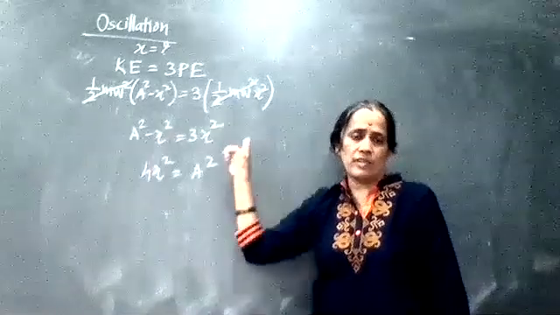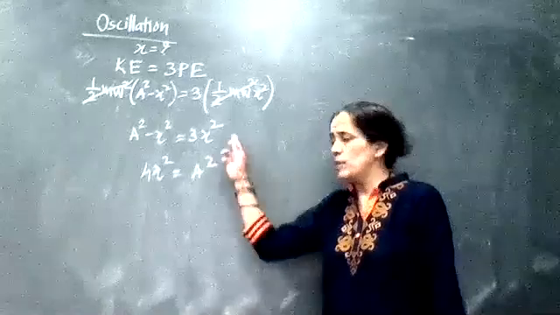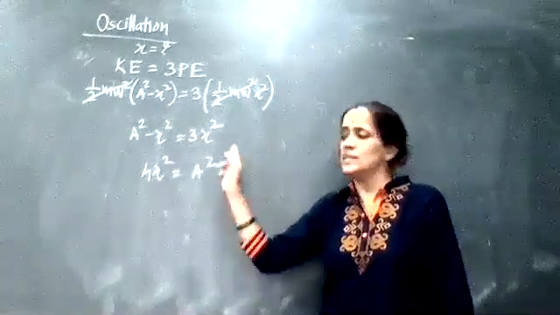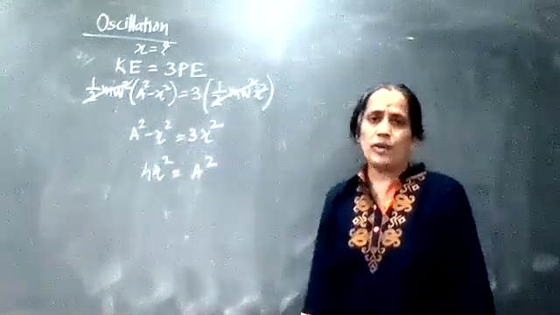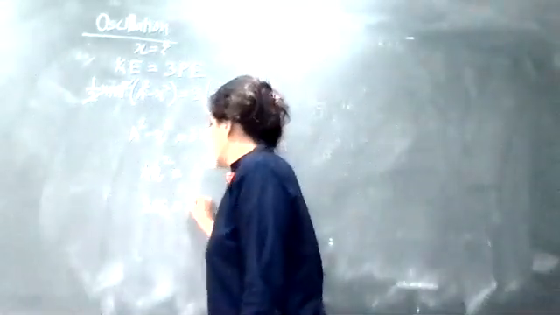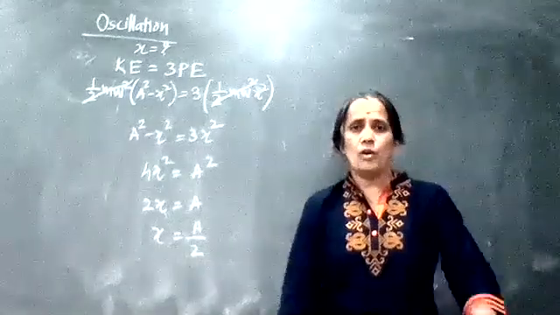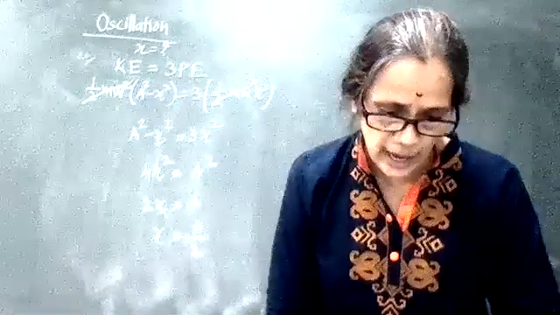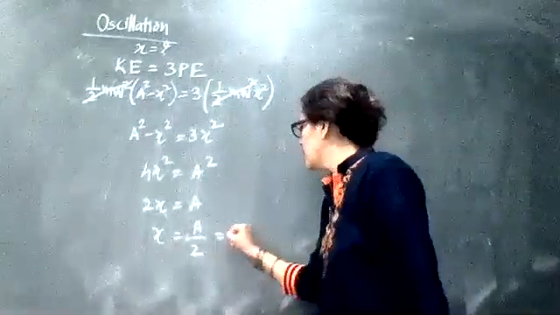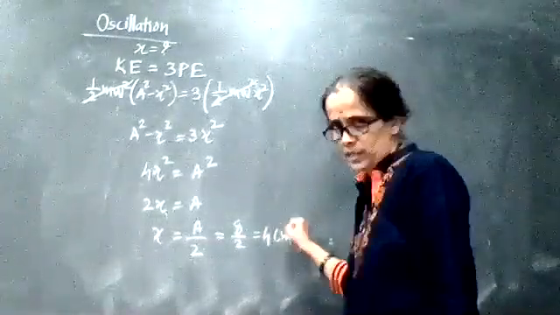Minus x square goes to the right side, it will become plus x square. So 3x square plus x square is 4x square. So 4x square is equal to a square, means 2x is equal to a, means x is equal to nothing but a by 2. And you have given in the problem that amplitude is 8 centimeters. So 8 upon 2 means your displacement will be 4 centimeters.